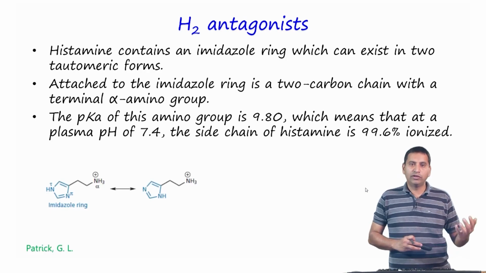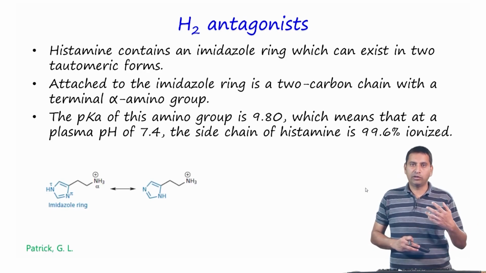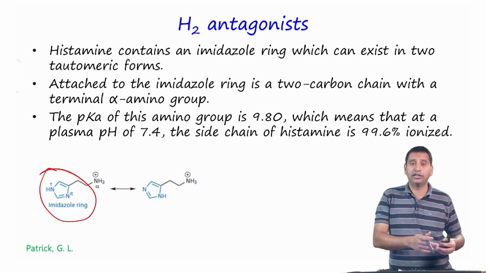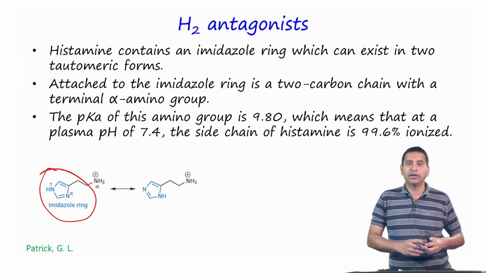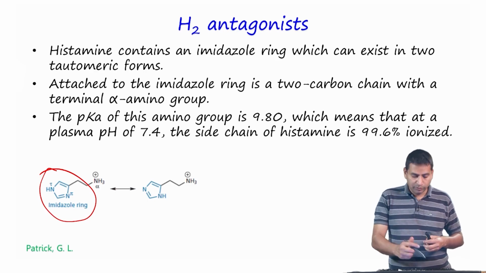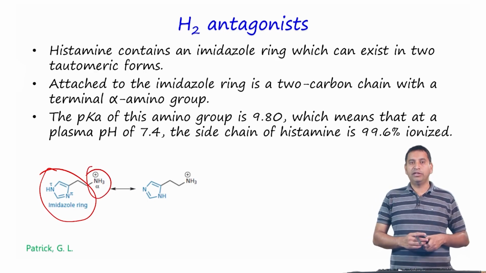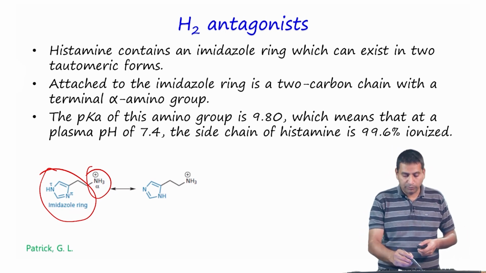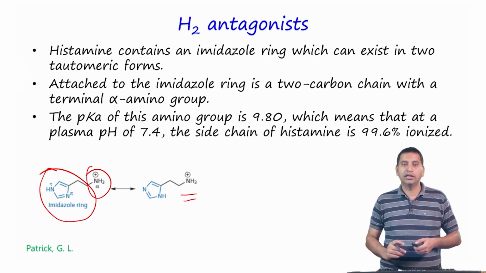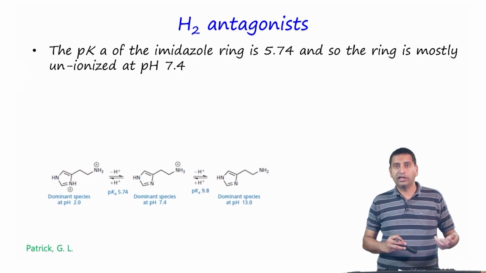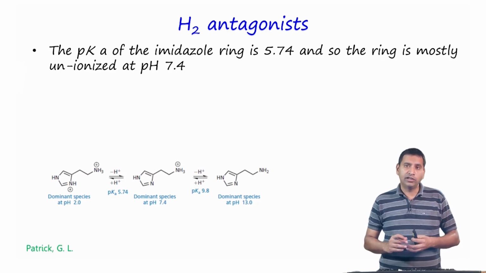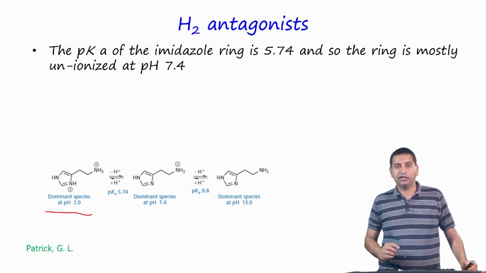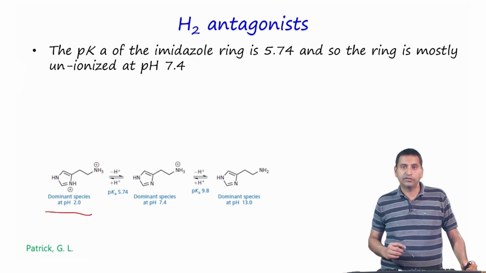Okay. Just to give an introduction, histamine is an important molecule, and it contains an imidazole ring which can exist in two tautomeric forms. Here is the imidazole ring of histamine. The pKa of the amino group is about 9.8, okay, which means that at the plasma pH of 7.4, the side chain of histamine is about 99.6% ionized. The pKa of the imidazole ring itself is 5.74. So, the ring is mostly not ionized, except at an extremely low pH of 2, where it would be ionized.